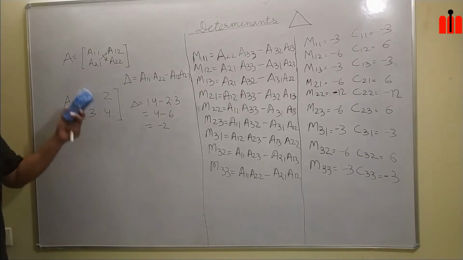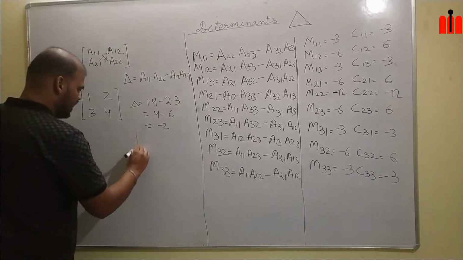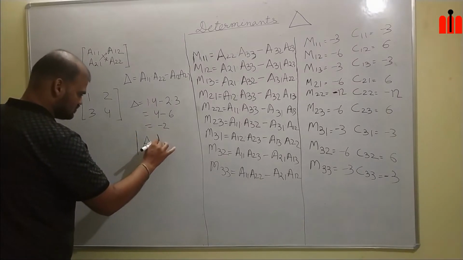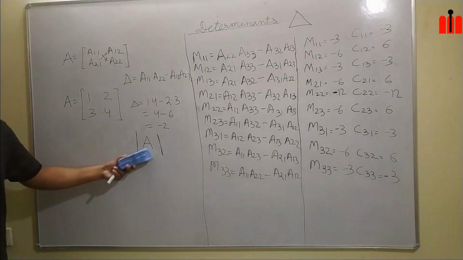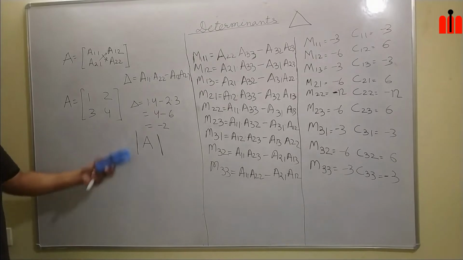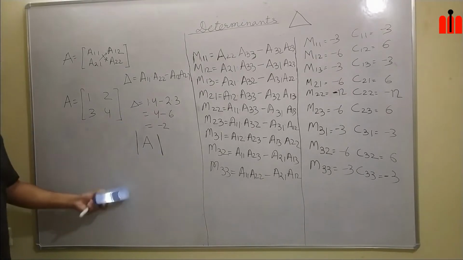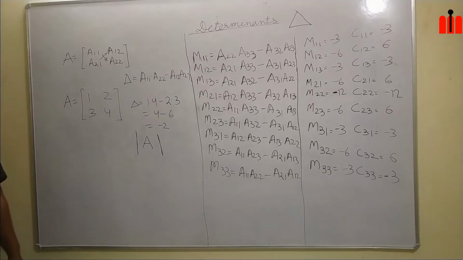Matrix A is written with box brackets, but while finding the determinant, for a specific matrix like A, we will specify the matrix between two straight lines like this. This means we are finding the determinant for matrix A. So delta is the symbol, and this is the representation for the determinant of matrix A. Understood?